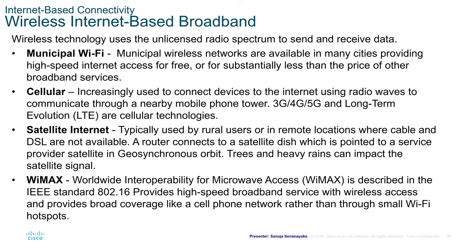Wireless internet-based broadband. The wireless technology uses the unlicensed radio spectrum to send and receive data. This is a very key piece of information that a lot of students get confused about. Some people often think it has to be licensed, but no, the wireless technology actually uses the unlicensed radio spectrum to send and receive data. That is a question that does show up on your Cisco exams.